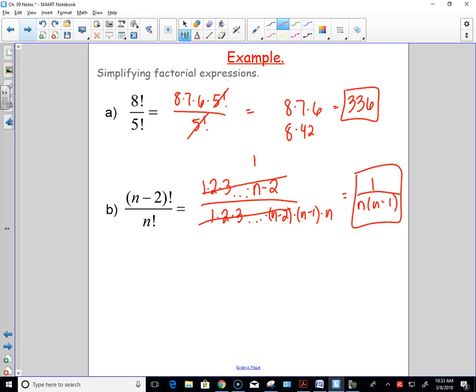N minus 3. And n minus 4. And n minus 5. Because these count by ones. So if this was 10, 10 minus 1, 9 would have come before. 10 minus 2, 8 would have come before. 10 minus 3, 7 would have come before. 10 minus 4, 6 would have come before. Does that make sense?